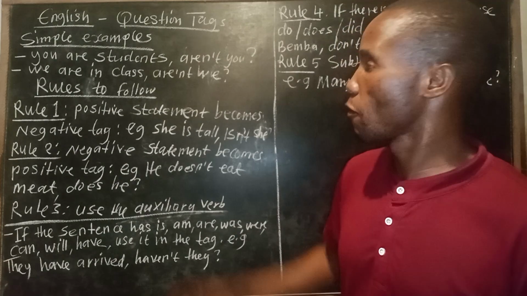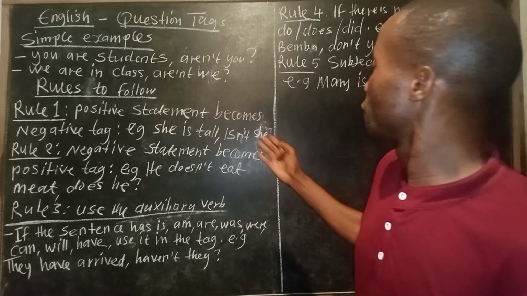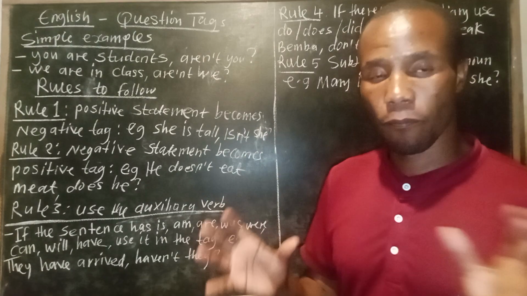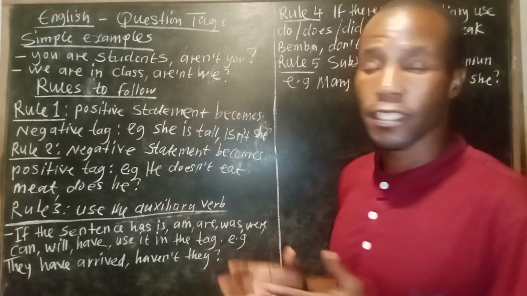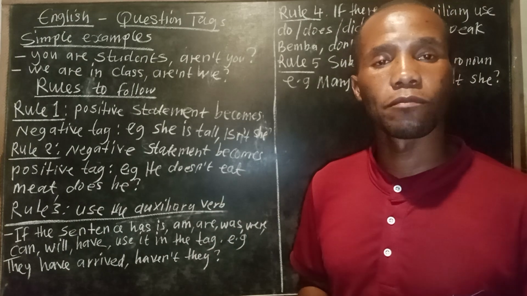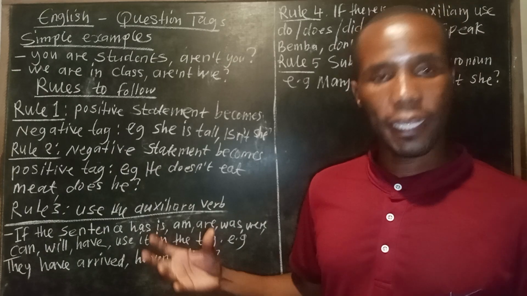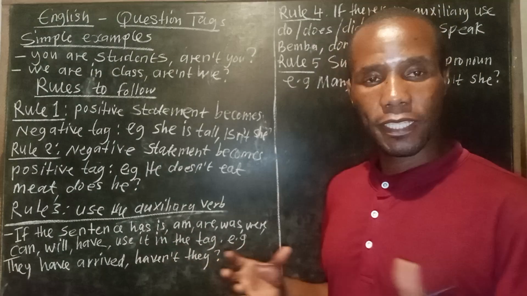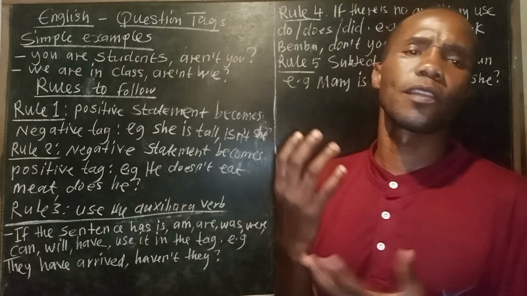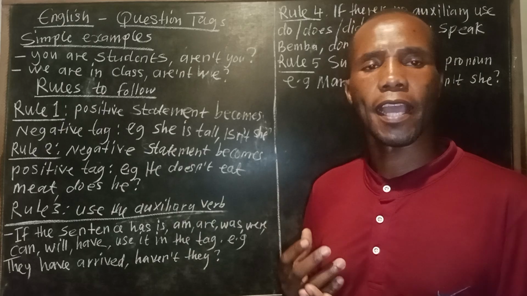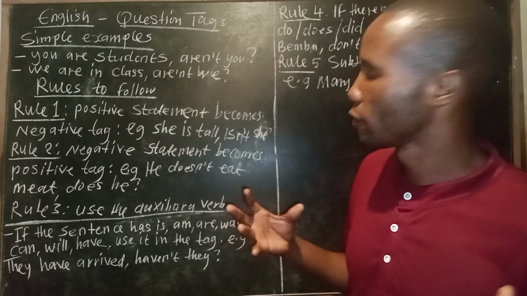So quickly now, let us look at the rules to follow when we are talking about question tags. So first rule, or rule number one, positive statement. Here we are saying positive statements become negative tags. Okay, so what does that mean? When a statement is in a positive way, then when asking the question, which is the question tag, that question should carry a negative.